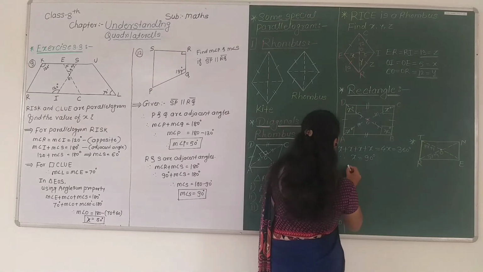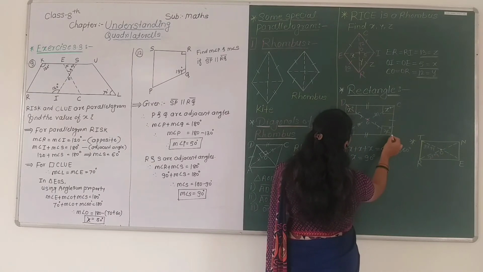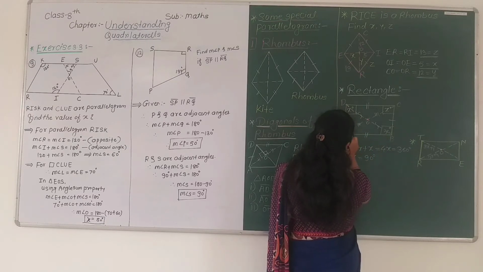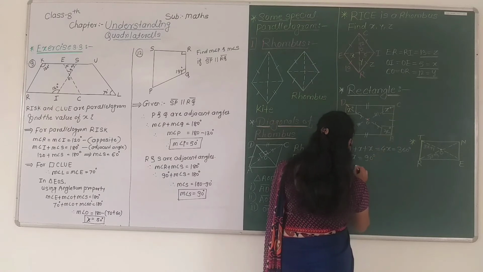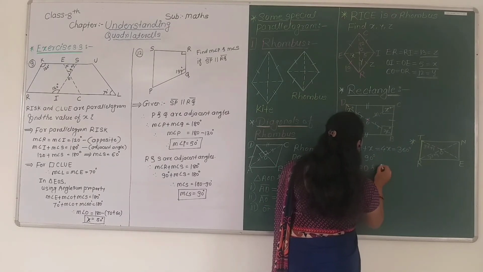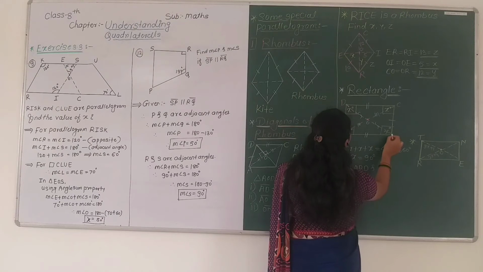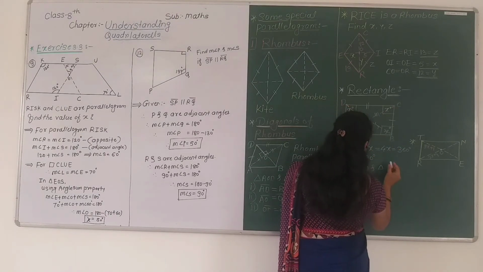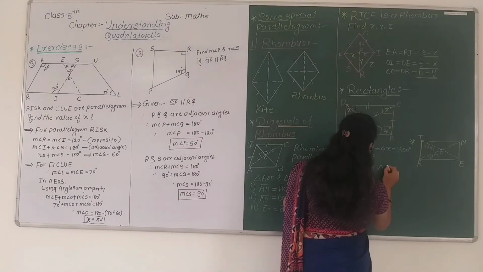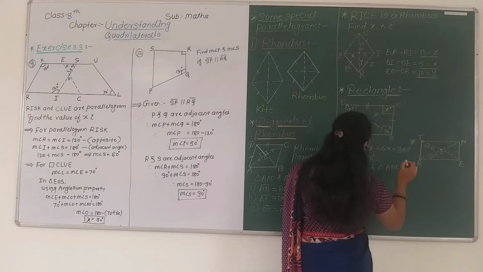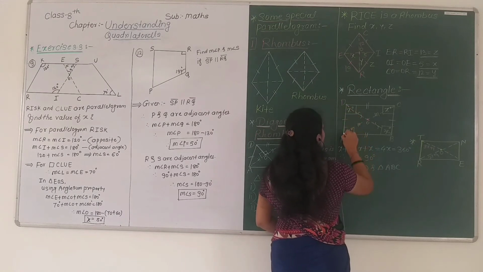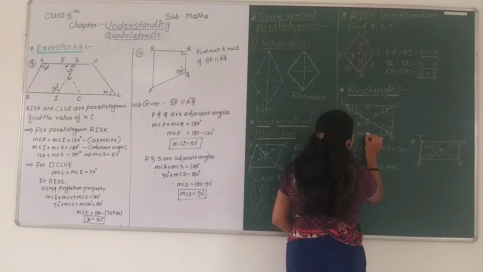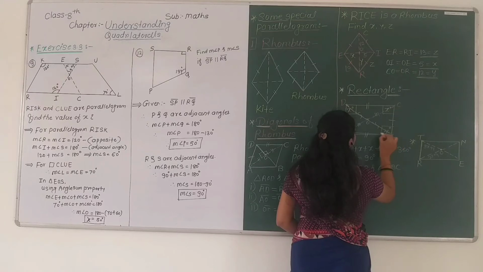Okay, now consider the triangle ABD and the triangle ABC. Consider the triangle ABD and triangle ABC, right? So look at these two triangles, the triangle ABD and the triangle ABC.